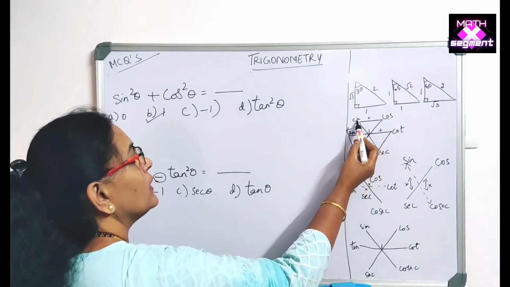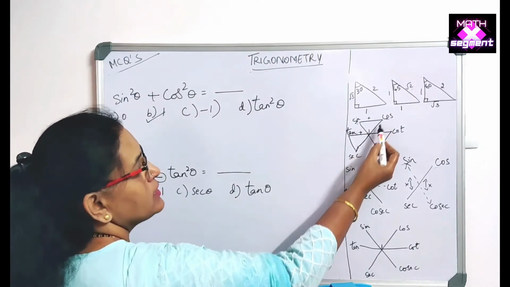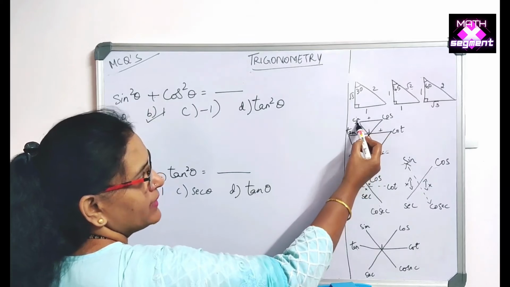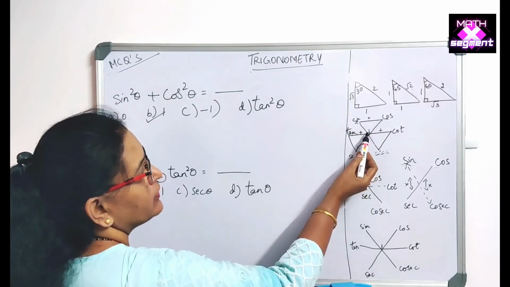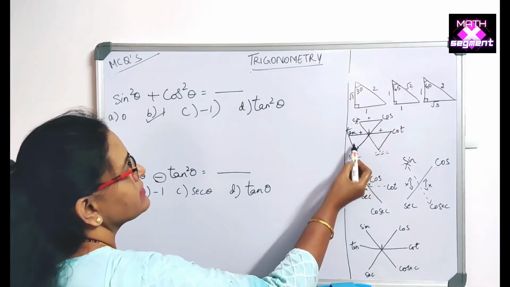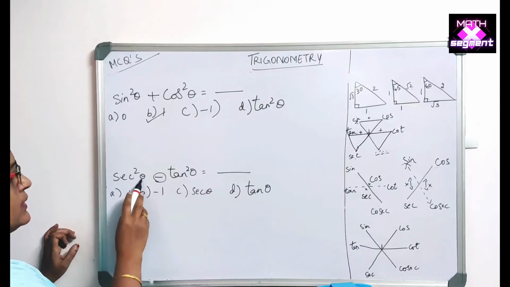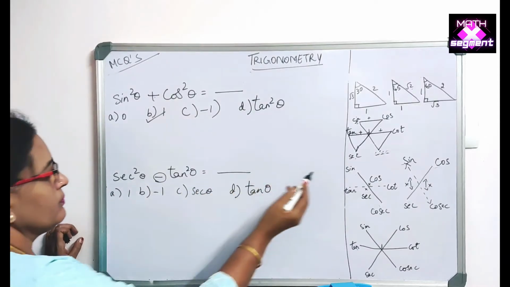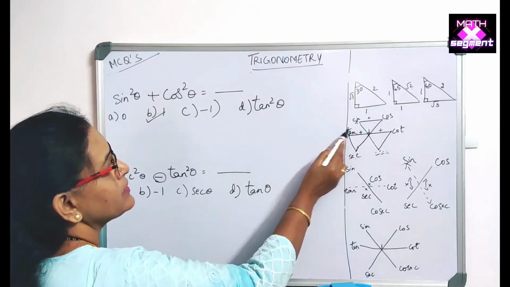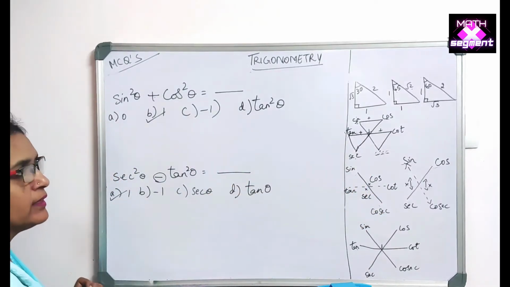On either side, you get 1 minus sin square theta is cos square theta. Similarly, 1 minus cos square theta is sin square theta. So wherever I have written plus, that means 1 plus tan theta is secant theta. So like that here, secant square theta minus tan square theta. So secant square theta minus tan square theta is what? It is 1. So again option A is the correct answer.